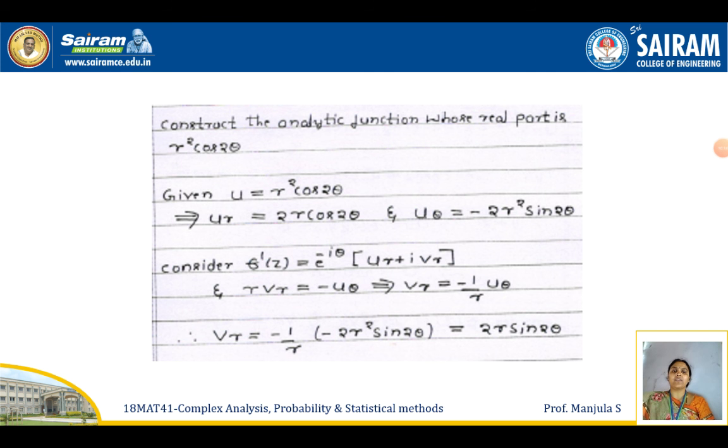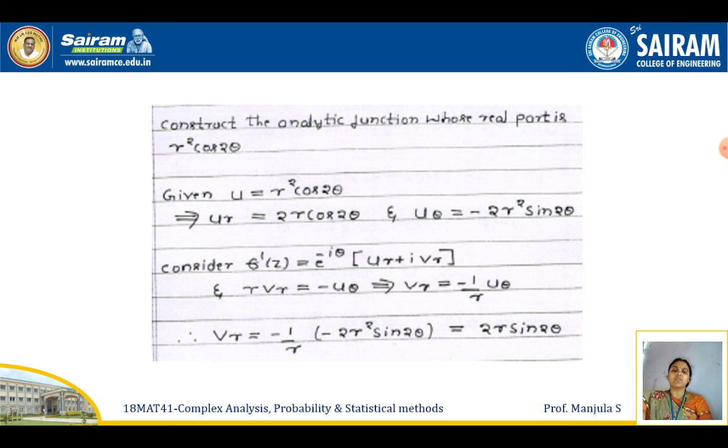Construct the analytic function whose real part is r square cos 2 theta. Clearly they have given the real part. So first find ur and u theta. Ur is 2r cos 2 theta and u theta is minus 2r square sin 2 theta. In polar form, the formula for f dash of z is e to the power minus i theta into ur plus i into vr. Here you convert that vr in terms of u. So vr can be written as minus 1 by r into u theta. Substitute that in the previous formula.